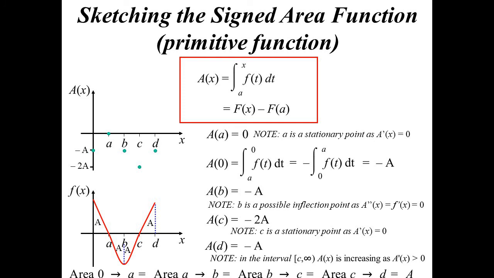In the interval from C to infinity, AX is increasing because its derivative will be greater than 0. And if you think about it, it kind of makes sense because if that is a quadratic below, if you integrate a quadratic, what do you get? A cubic. And look what's happened. I've ended up with a cubic.